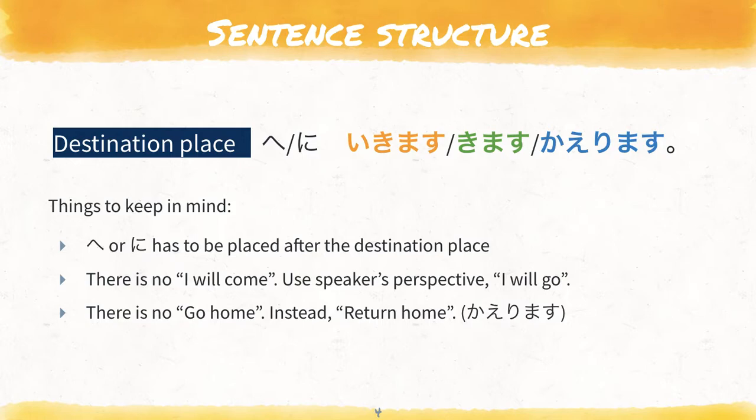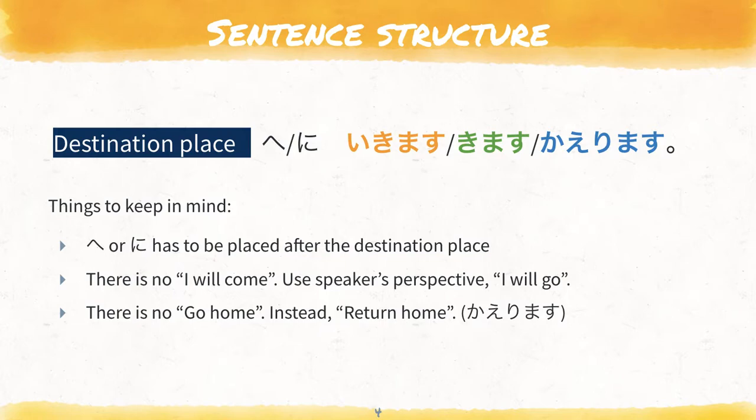Things to keep in mind: へ or に has to be placed after the destination place right here, and there's no way that this is going to be in front of the destination place or after 行きます、来ます、帰ります. And there's no I will come. In English, you might say I will come to some location. But instead, in Japanese, we always use the speaker's perspective. So you would say I will go, not I will come.